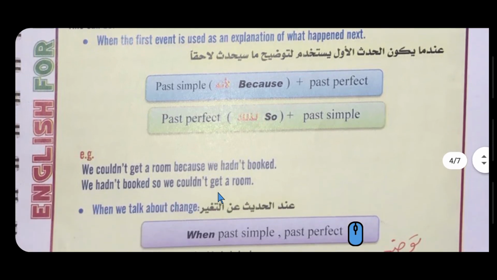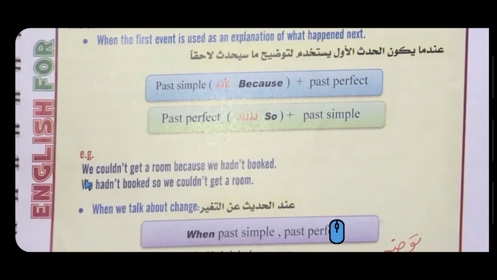We have an example for these conjunctions. We couldn't get a room. We couldn't get a room because we hadn't booked. هنا نلاحظ ماضي بسيط. هنا نلاحظ ماضي تام. After because we put what? Past perfect. If I ask you to put so instead of because. وضع so بدلا من ال because.